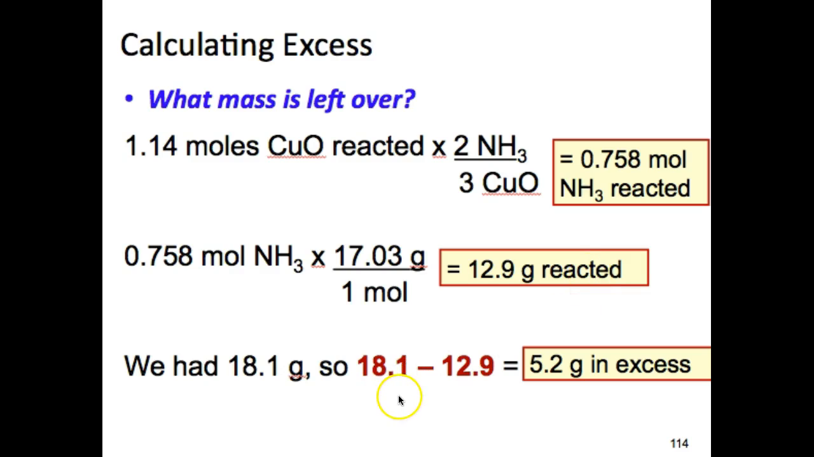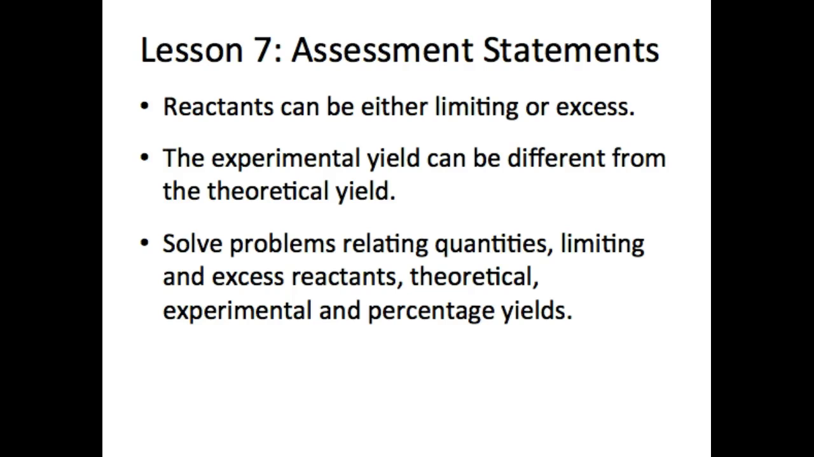We started with 18.1 grams of ammonia. We subtract out how much we actually used. We only used 12.9, and we have 5.2 grams left over. We'll obviously go through more practice in class. Something like excess reagent takes time and processing to fully understand.